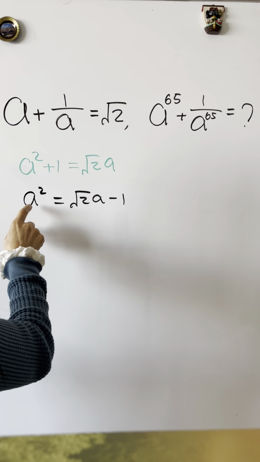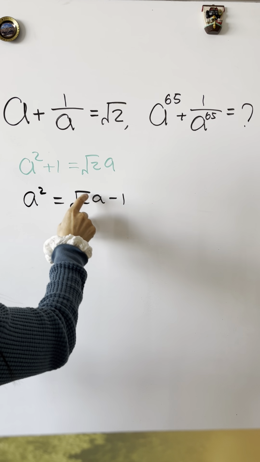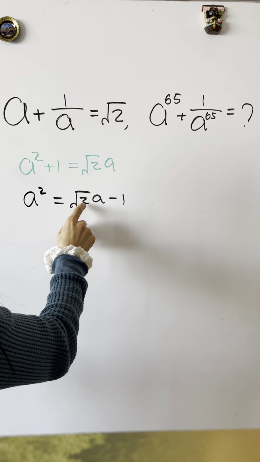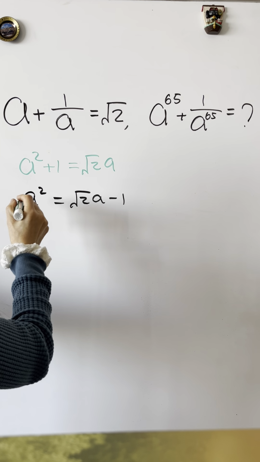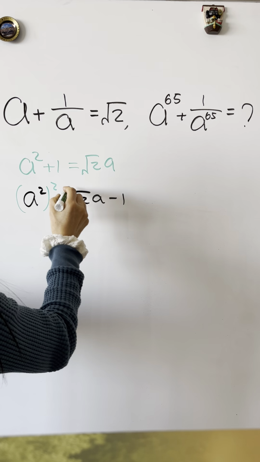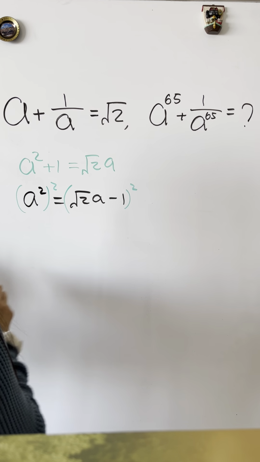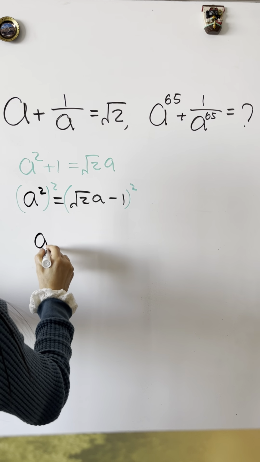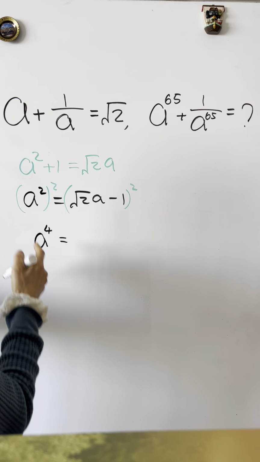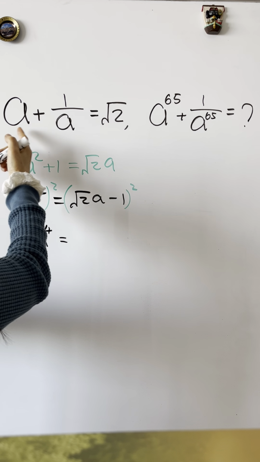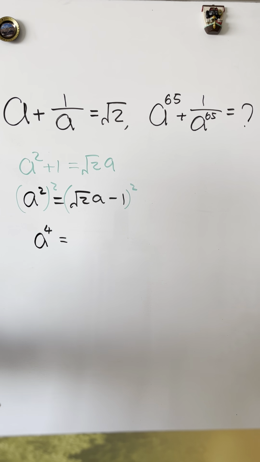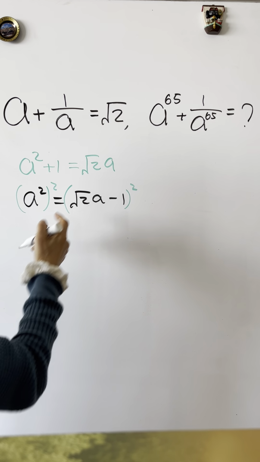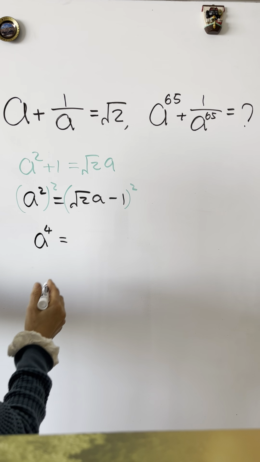Now, I want to square this. If I square this, square root 2 will be 2, right? So let's square both sides. So then I get a to the 4th power, because I don't want to do a cube, right? Because I have this square root. If I raise by an odd number, I'm going to get myself in trouble. So I better get an even number to get rid of the square root sign.